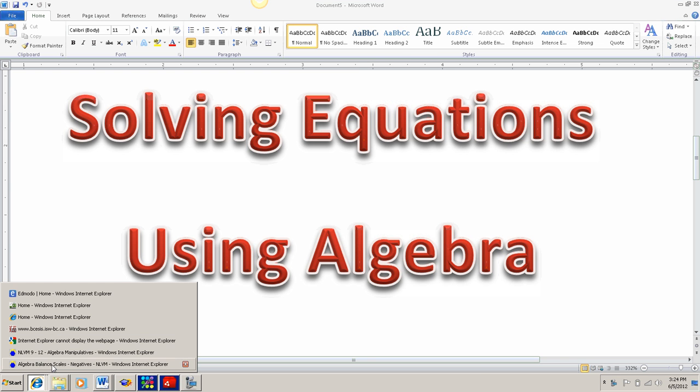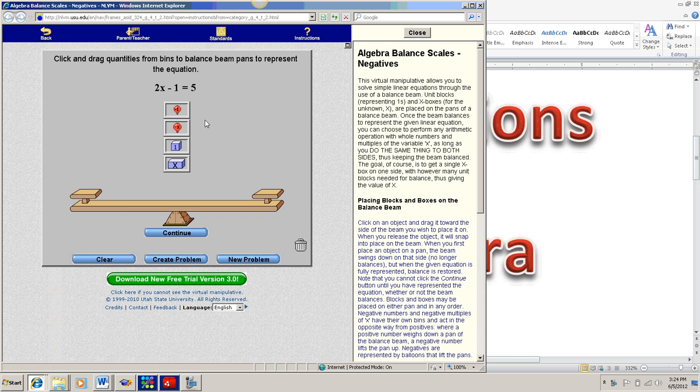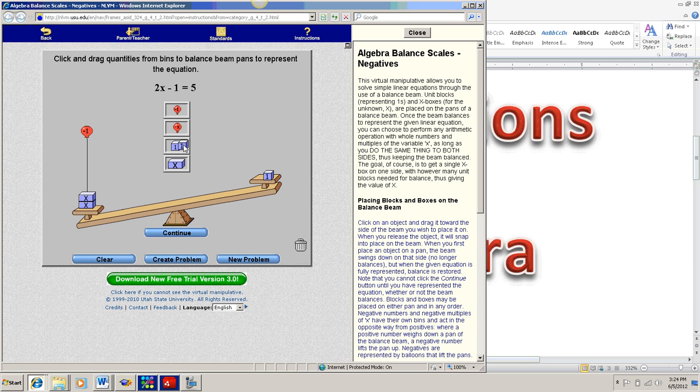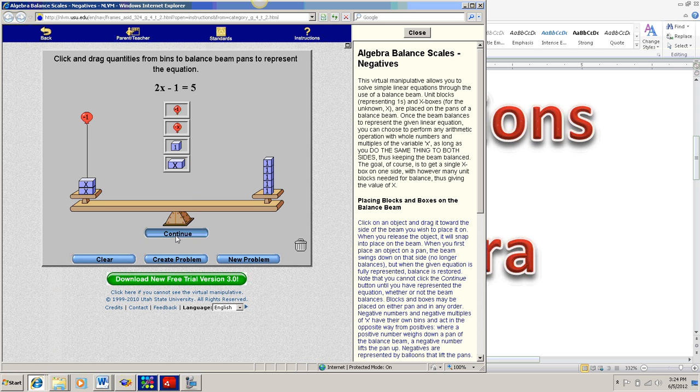The cool thing that I like about the scale idea is you have an equation, you can model it, and you can actually see what's happening with this app. This app will actually record the steps just as if you're doing algebra. I'll show that to you in a second after I have this modeled. 2x minus 1 equals 5. It balances out.